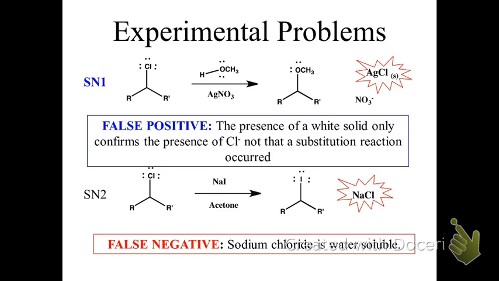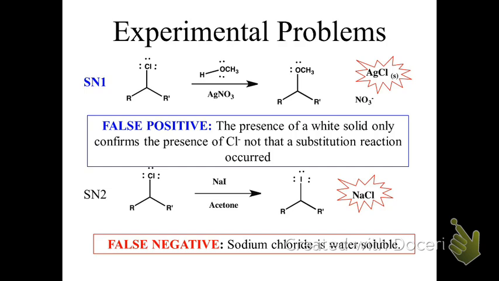So one of the big problems we get with that SN1 reaction is a lot of false positives. You might see a precipitate due to impurities or some other contamination. That makes the SN1 reaction a little more difficult for the reason of false positives. When we move to the SN2, we already discussed the issue with our product, our precipitate, the sodium chloride. It's soluble in water. What happens if there's water present?